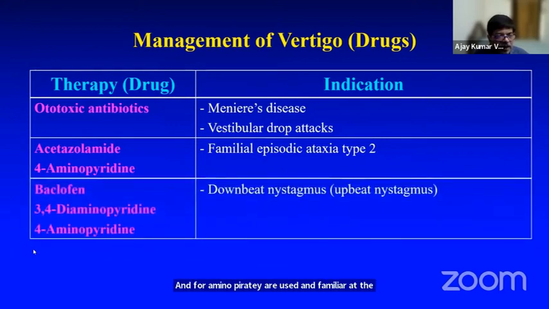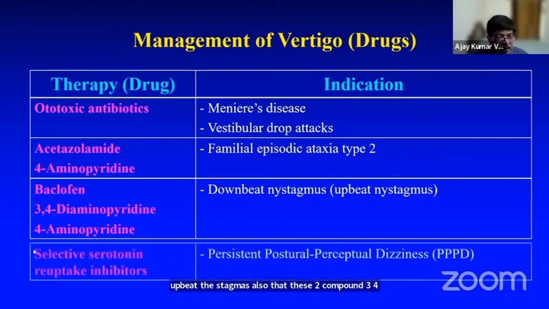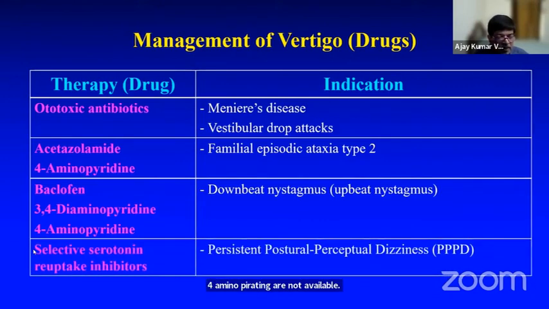Baclofen, 3,4-diaminopyridine and 4-aminopyridine are used to treat the symptomatic oscillopsia due to downbeat nystagmus, and sometimes it may be useful in upbeat nystagmus also. These two compounds, 3,4-diaminopyridine and 4-aminopyridine, are not available in India. Selective serotonin reuptake inhibitors are used in persistent postural perceptual dizziness, PPPD, along with cognitive behavioral therapy.